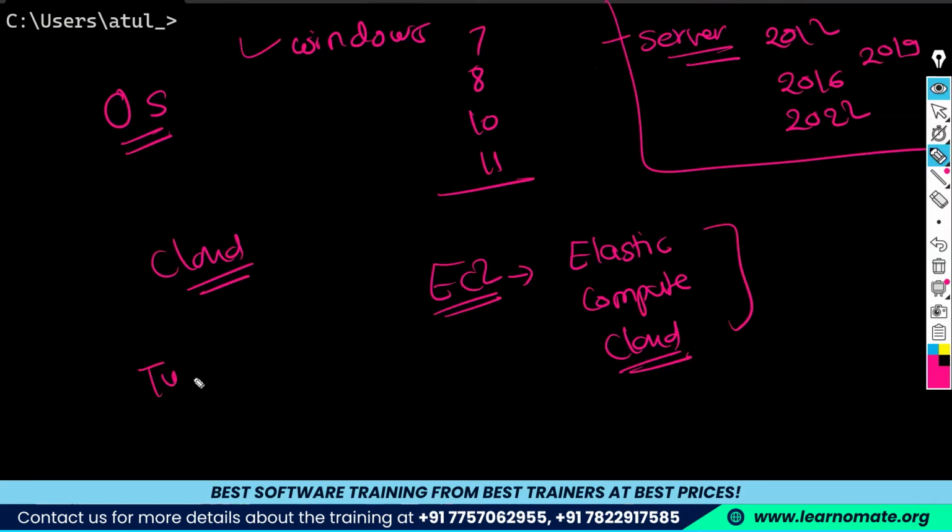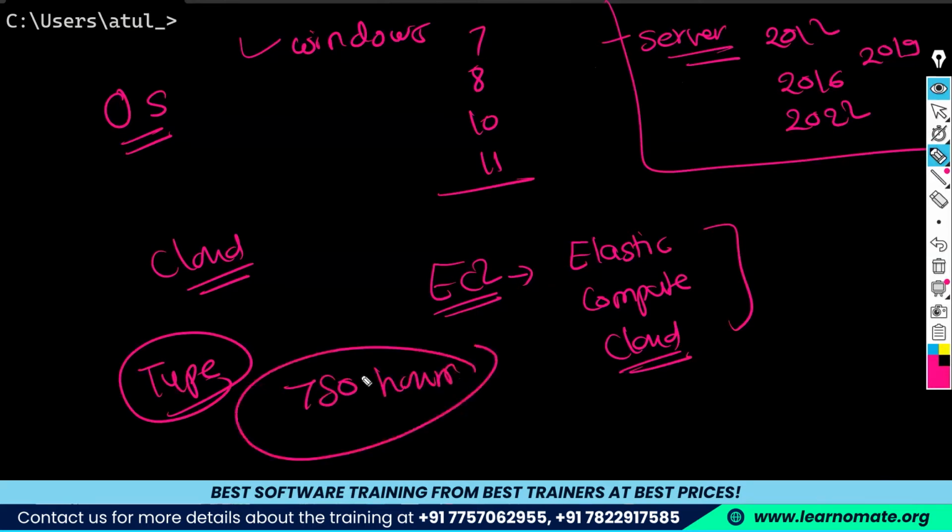The type of machine is very important here. Some types of machines are free. Up to 750 hours, you will get the EC2 T2 micro type of machine, which only has 1 GB of RAM.